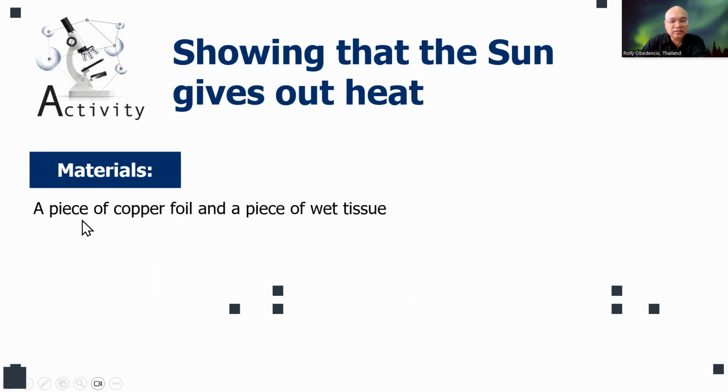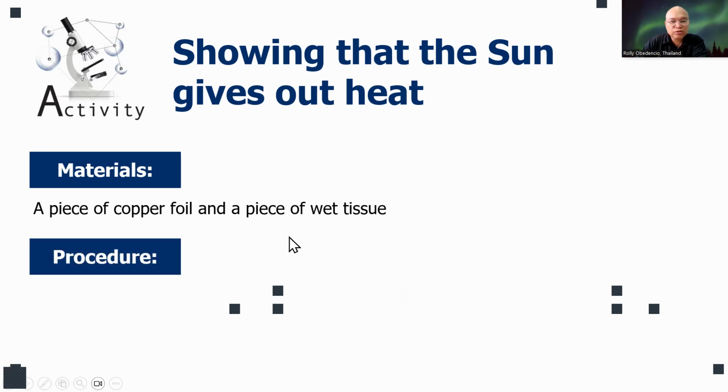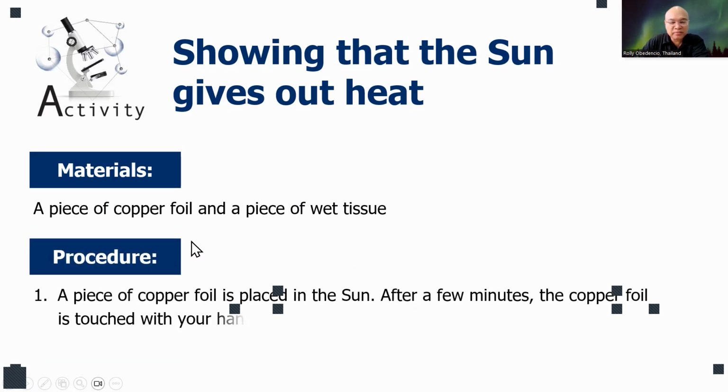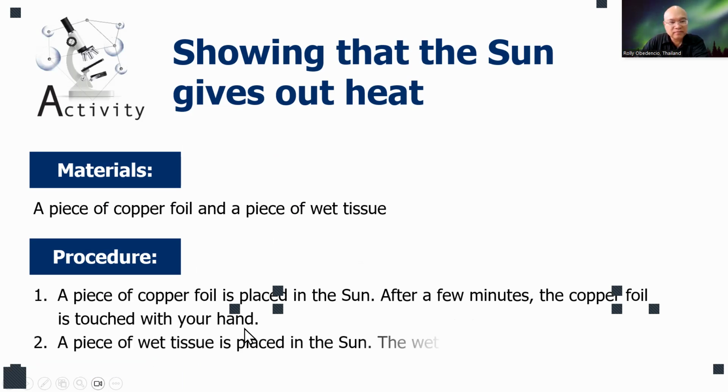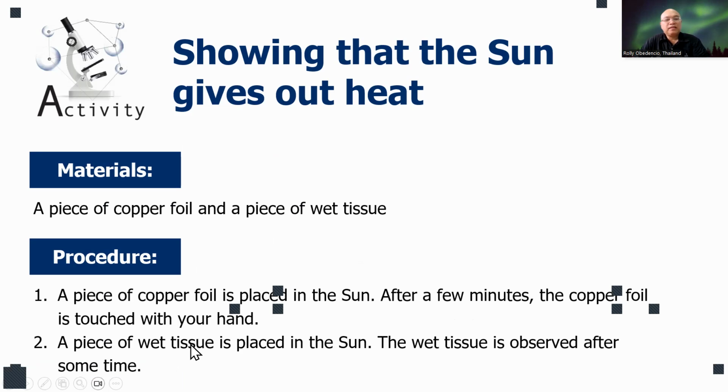We need these materials, a piece of copper foil and a piece of wet tissue. How to do it? This is the procedure. One, a piece of copper foil is placed in the sun. After a few minutes, the copper foil is touched with your hand. Number two, a piece of wet tissue is placed in the sun. The wet tissue is observed after some time.